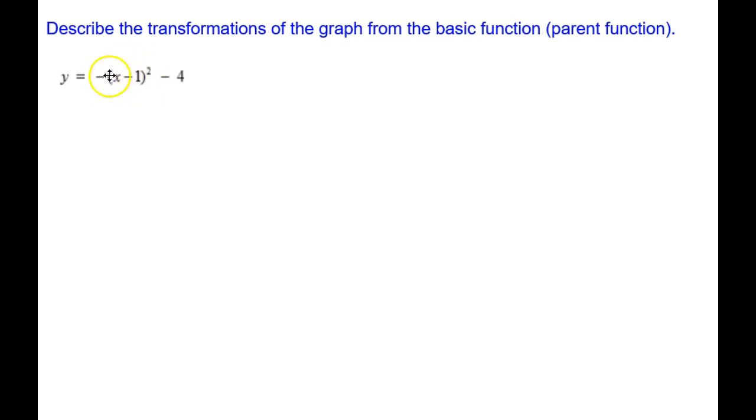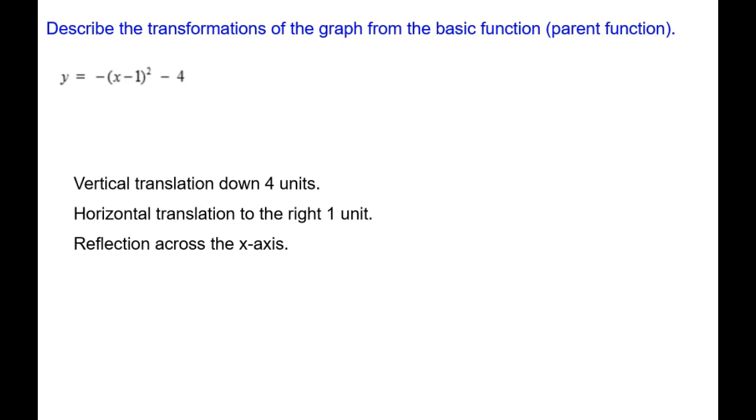Inside the parentheses, we have x minus 1, so we have x minus a value of 1. This is a horizontal translation to the right 1 unit. Now in this example, we have a negative out in front of our function. If there's a negative out in front of our function, that represents a reflection across the x-axis.